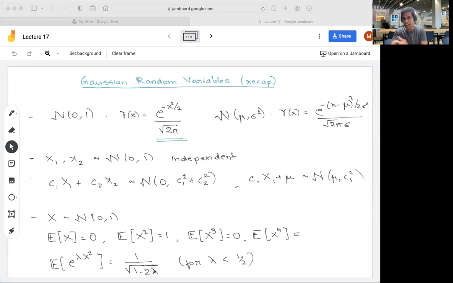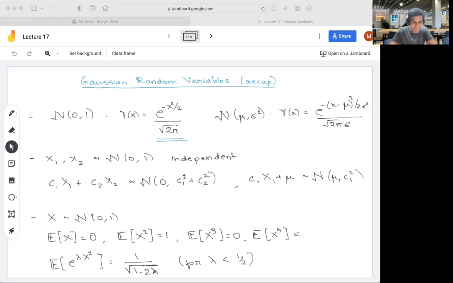We know that variances add even for pairwise independent random variables. So in particular, x1 and x2, if they are independent, they are pairwise independent. But the interesting part is that it's not just that variances add, we get a Gaussian with the new variance. And we saw how to compute a few simple expectations.